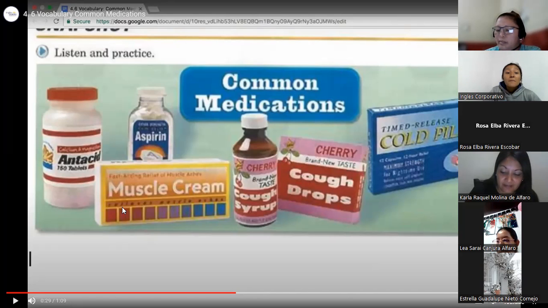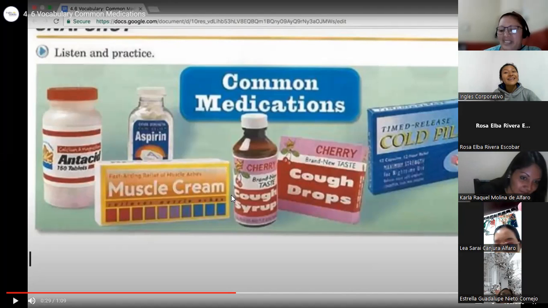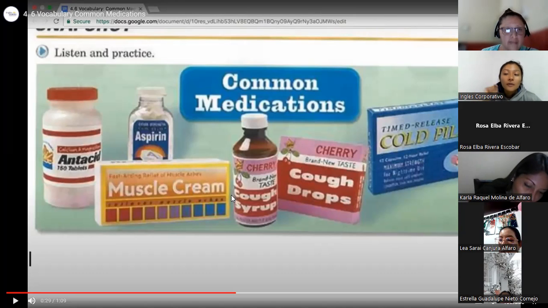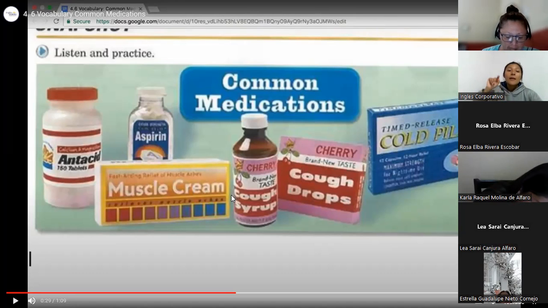Then we have muscle cream. Muscle cream. What is that? Do you know? Crema para el dolor de músculos, como dijo ella. Exactly, yes. Thank you so much. Para el dolor de los músculos, right? So you can say muscle cream. Listen to the pronunciation. We don't say muscle, muscle. No, muscle. Okay? Muscle cream, in that way. Pay attention to that, okay?